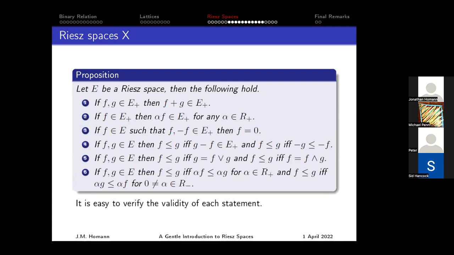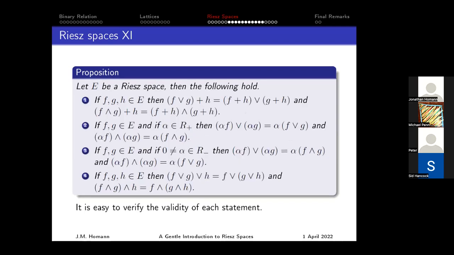And finally, if f and g are in E, then f is dominated by g if and only if alpha f is dominated by alpha g for all positive real numbers alpha, and f is dominated by g if and only if alpha g is dominated by alpha f for all strictly negative real numbers alpha. So to prove these statements, it's quite straightforward, since if f and g are in E plus, they both dominate the zero element in E. And so when we add them, the sum still dominates the zero element. So all of these are straightforward to prove. So these ones will be left out, as well as these statements over here. These are also straightforward to prove.